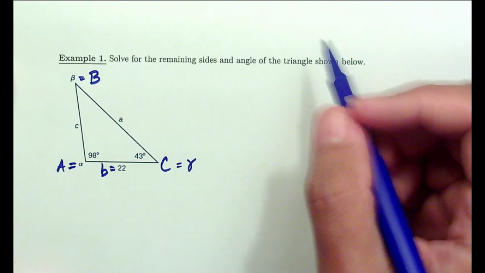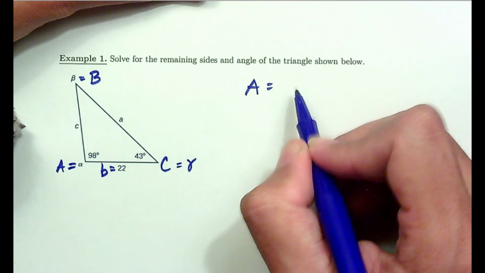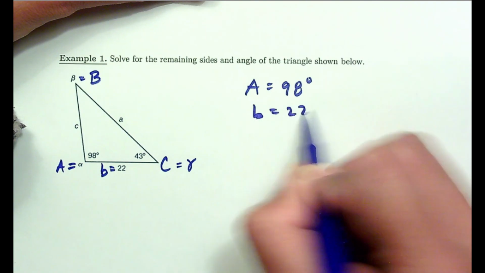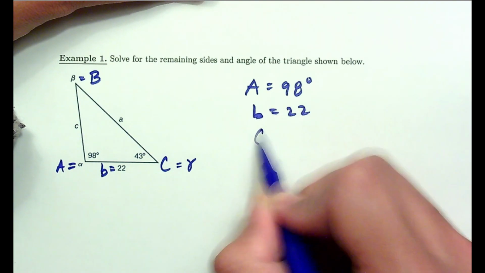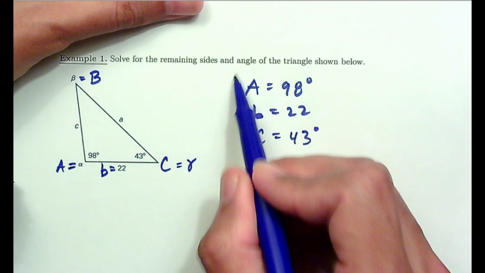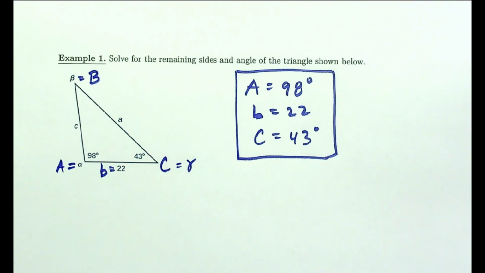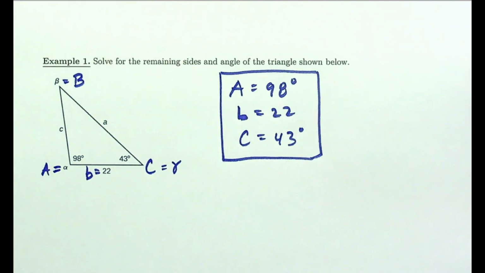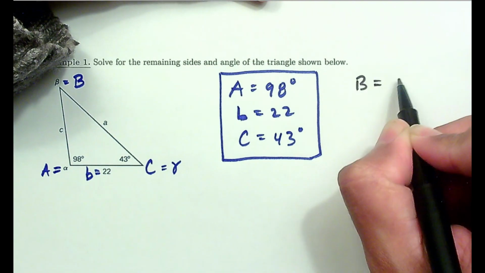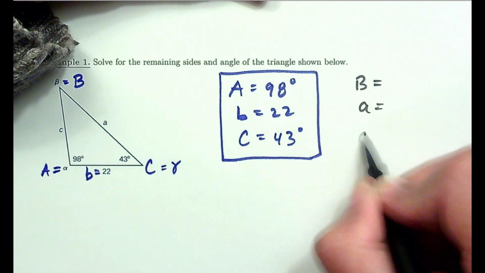There's no choice for that. So one way they could give you this problem is by telling you, not giving you a picture, angle A measures 98 degrees, little b equals 22, and angle C equals 43 degrees. So this is another way in which they could give you the problem without a picture. Okay, and our job is going to be to find the rest. We have to find capital B, we have to find little a, and we have to find little c.